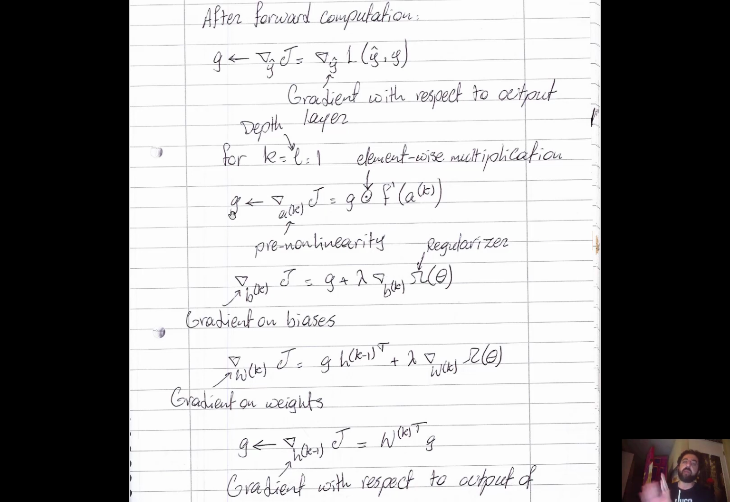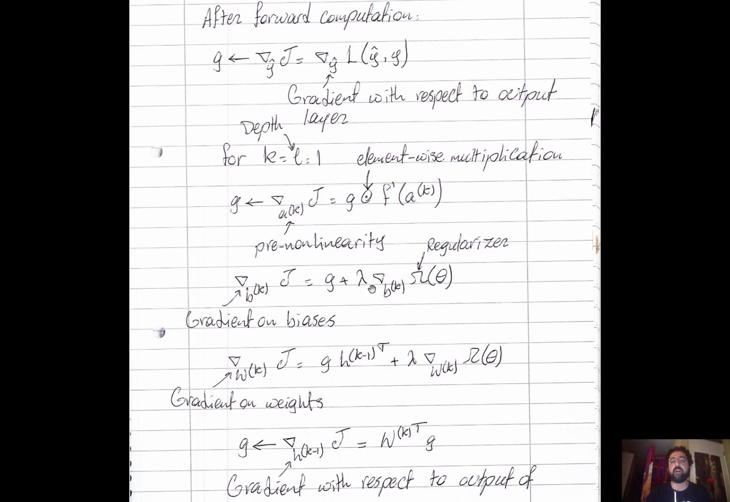So then we backpropagate. This is G, the gradient with respect to the output pre-nonlinearity. And then we compute the gradient with respect to the biases. So remember, this A of K consists of B of K plus W of K times H of K minus 1, right? So the gradient with respect to B of K is basically the same, G, right? Because it will be multiplied by the derivative of A of K with respect to B of K, which is unity, right? Because B of K is not multiplied by anything.